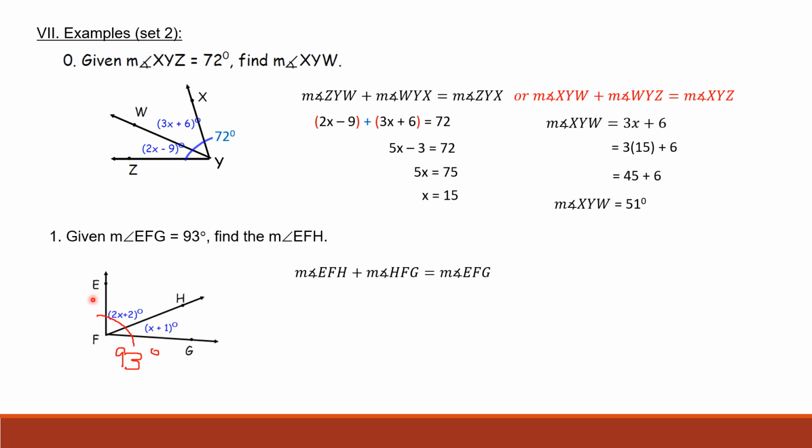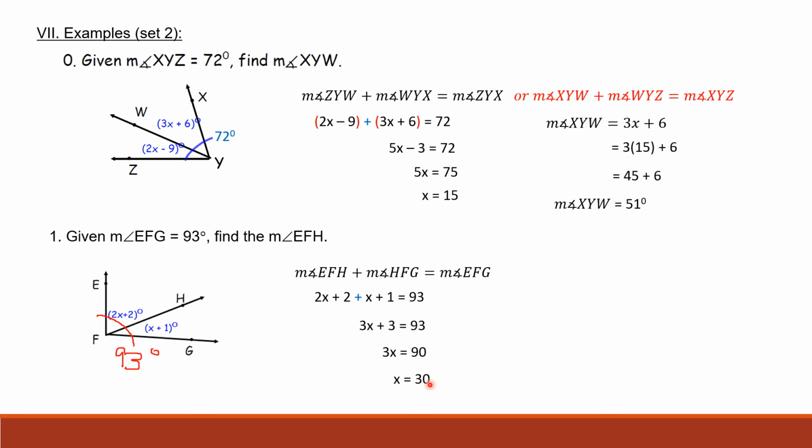So the measure of angle EFH is 2x plus 2, plus, because it's the angle addition postulate, the measure of angle HFG is x plus 1, equals 93. Combine like terms. So 3x plus 3 equals 93. Subtract 3 from the left side and the right side because you're going to isolate the variable. So that's 3x equals 90. Divide by 3, so x is 30.